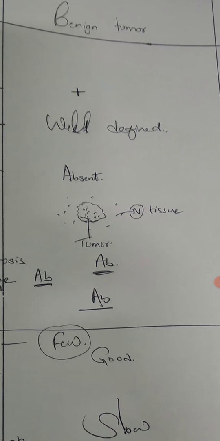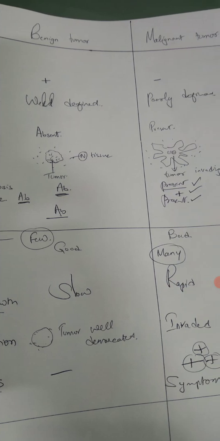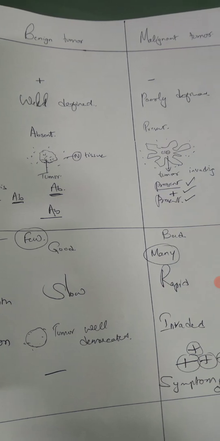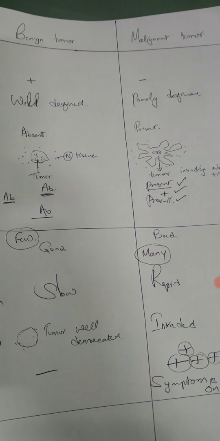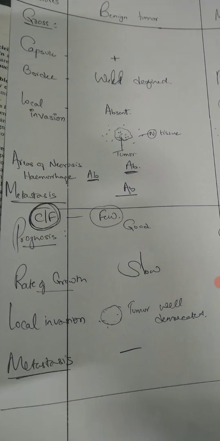So if you take a cut section of tumor, if you see a homogeneous white or gray color, uniform color, that is benign tumor. If you find it has multiple colors, areas of cavity, hemorrhage, necrosis, multiple pleomorphic features in gross, that means it is a malignant tumor. Metastasis is absent in benign and obviously present in malignant.